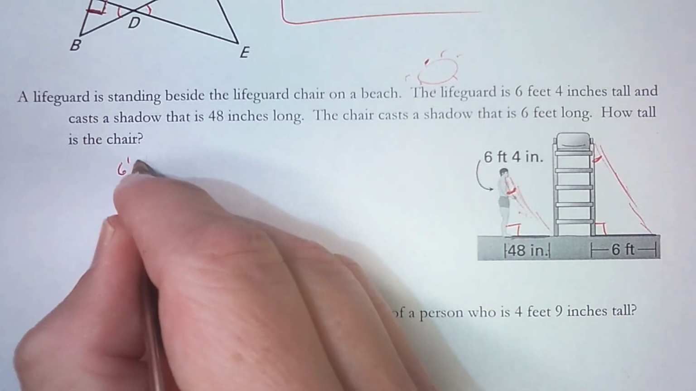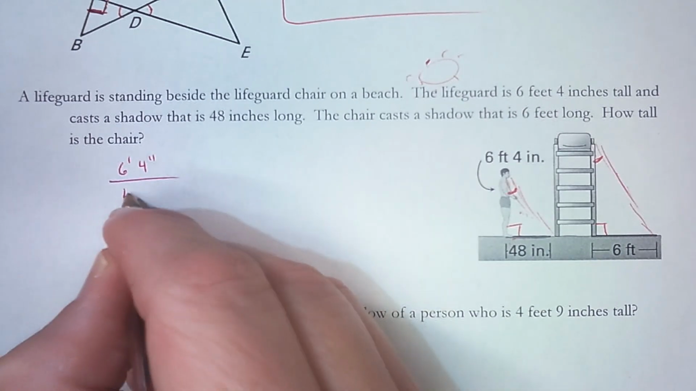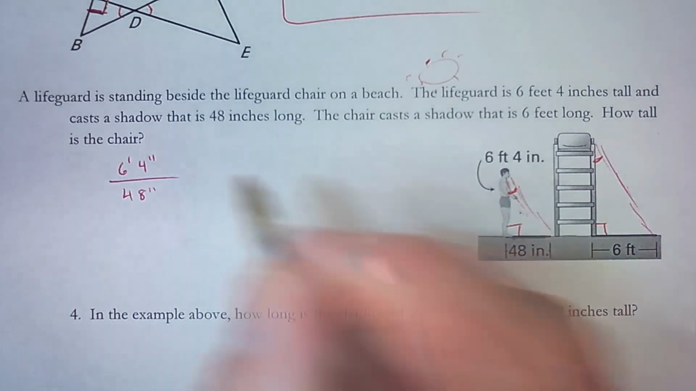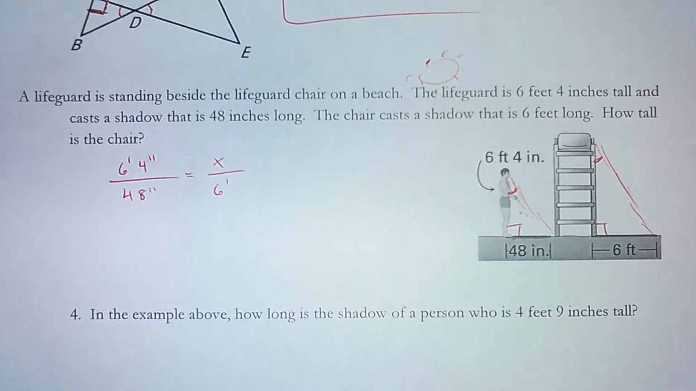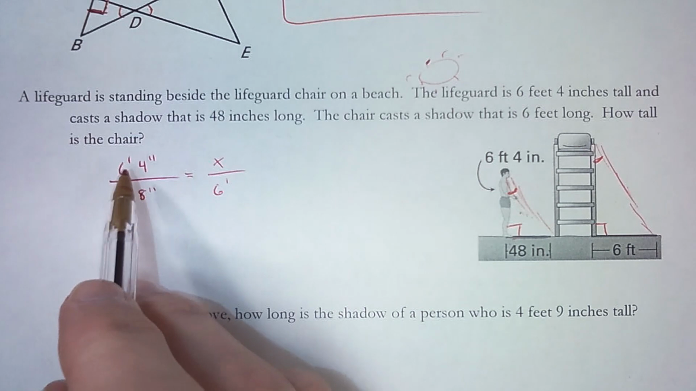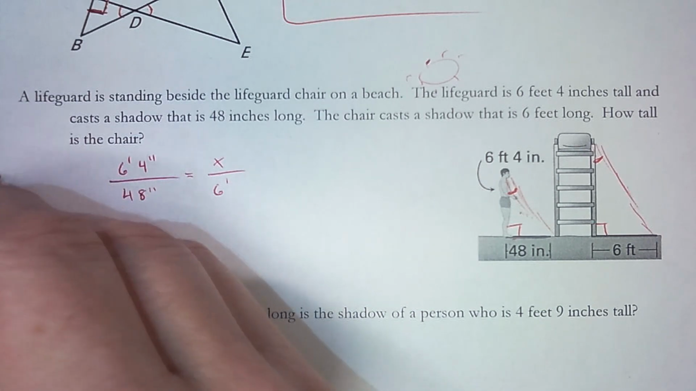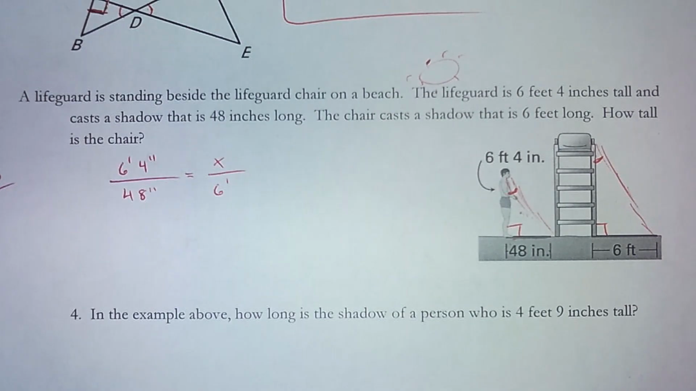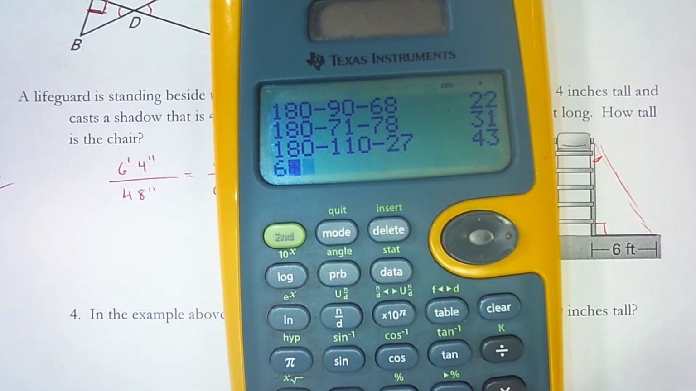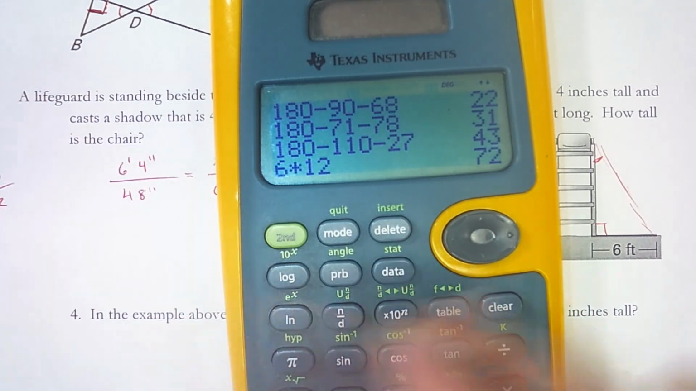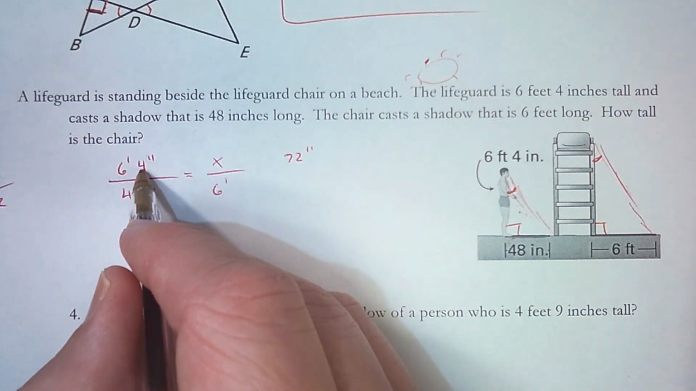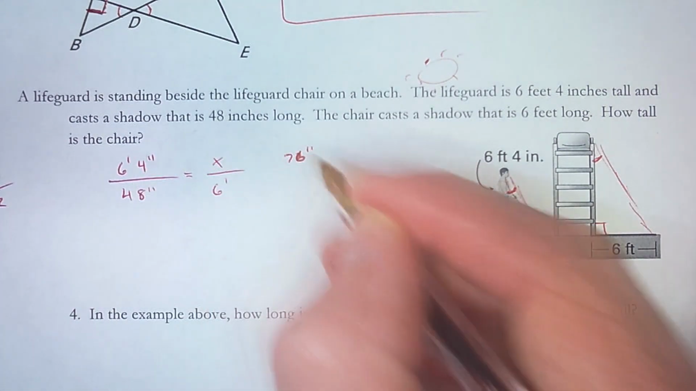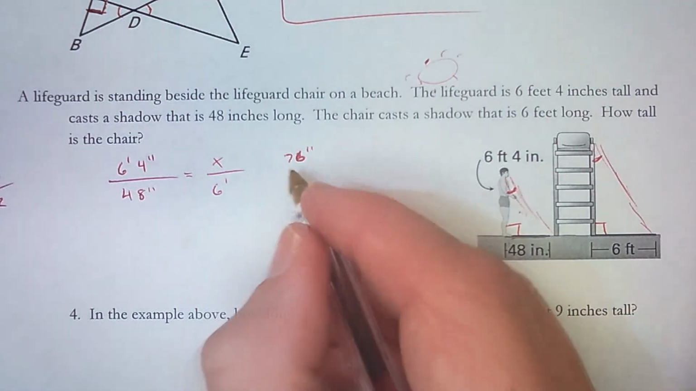So we have someone who is 6 feet 4 inches tall and casts a 48-inch shadow. So 6 feet 4 inches is to 48 as what is to 6 feet? Okay, now I think this would be easiest if we set everything in inches. So 6 feet, 6 times 12, okay, and we can use a calculator for this. 6 times 12 is 72. Okay, so it's 72 inches. Oh, plus that 4 inches. So it's actually 76 inches is the height of the lifeguard.